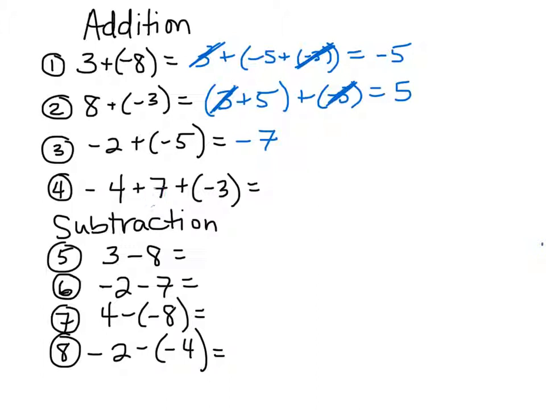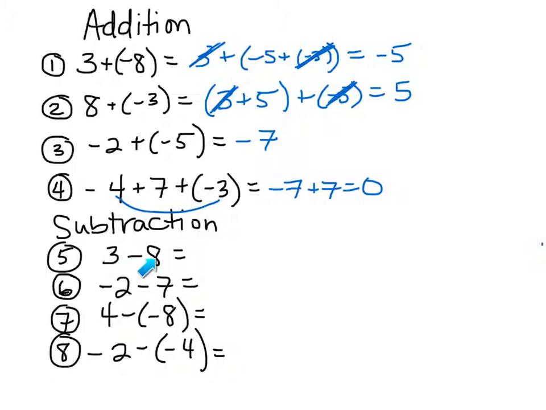When you have a string of them, add all the negatives together first, as long as it's all addition. If anything says subtraction, it's different. But add the negatives together first, so that would be right here, -7, and then +7 cancels out and we get a 0. All right, how about some subtraction?